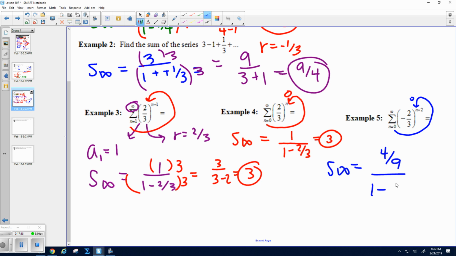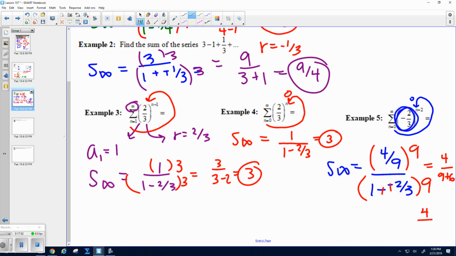Over 1 minus r. What is r in this problem? -2/3. This guy right here is r. And we're going to multiply the top and the bottom by 9. So if I multiply the top by 9, we get a 4. The 9 distributes. This becomes a plus. 9 divided by 3 is 3, times 2 is 6, and we get 4/15.